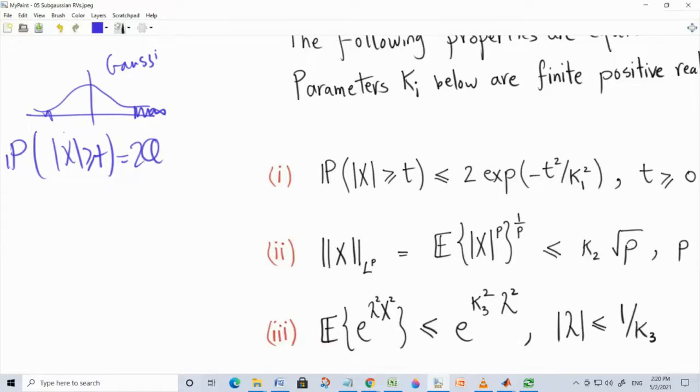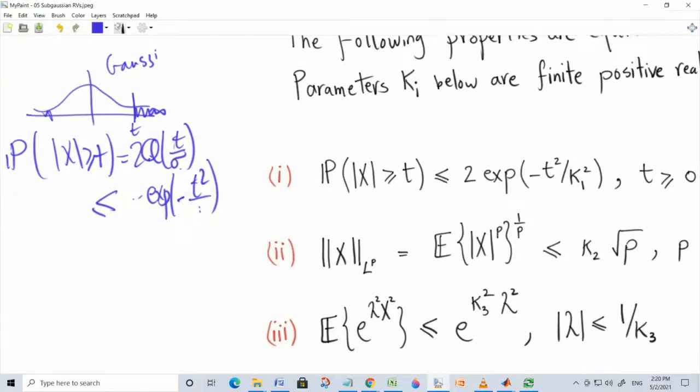the Q function. If we start here at T, then this will be T over sigma, something like this. And the Q function can be upper bounded by something that depends on the square of this quantity. So basically the tail probability decays as an exponential, with a minus T squared.